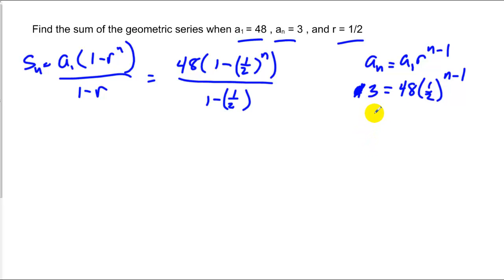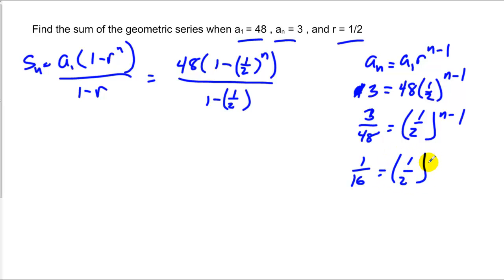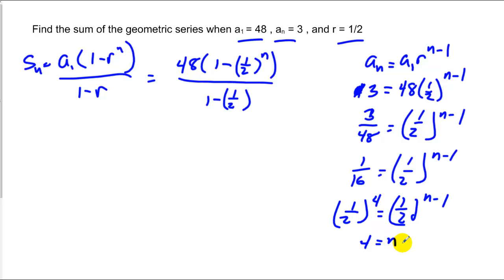So what I have is 3 over 48 is equal to a half raised to the n minus 1 power. 3 over 48 goes to 1/16, which is a half to some power, n minus 1. 1 over 16 is a half to the 4th, which is equal to a half to the n minus 1 power. So 4, since I have the same base, is equal to n minus 1, and n is equal to 5.